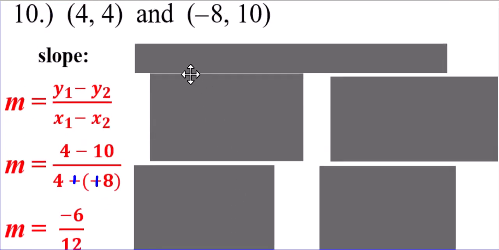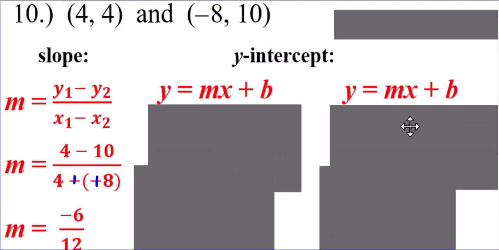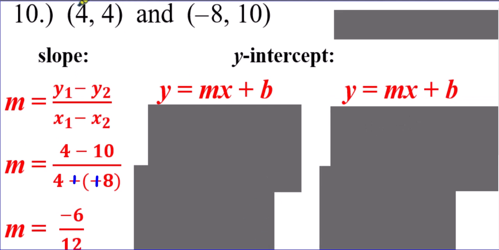Now, time for the y-intercept. But here's the deal. I don't know which ordered pair you picked. Most of you probably picked the first ordered pair, 4 and 4, and that would go in for your x and your y. But some of you might have picked the second ordered pair, and then the 10 would go in for the y, and the -8 would go in for the x. I'm actually going to show you both methods.